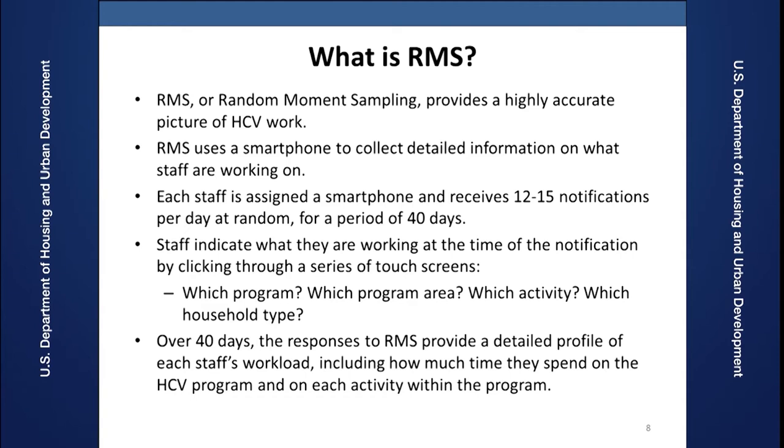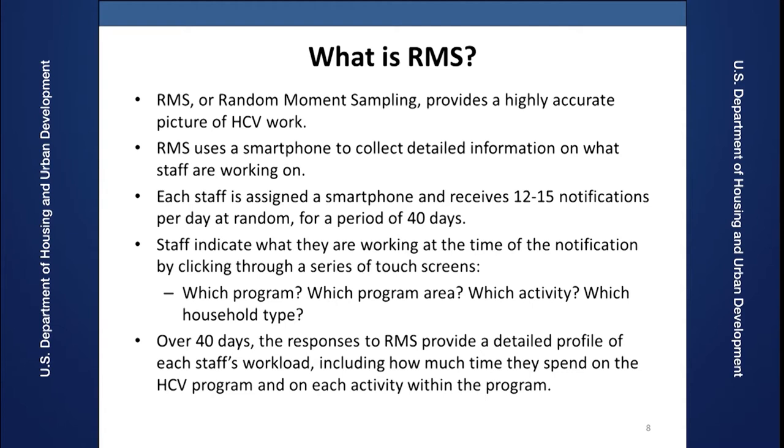So before settling on RMS, the study team beta tested three different time measurement approaches. Direct observation, this is your sort of traditional time and motion where somebody's at the clipboard watching staff. We tested timesheets, which I'm sure a number of you are familiar with, and then RMS. And we found RMS to be the most efficient and effective method, getting us the most detail, the most accurate information, and the least burdensome for staff, believe it or not, even with the 12 to 15 notifications.